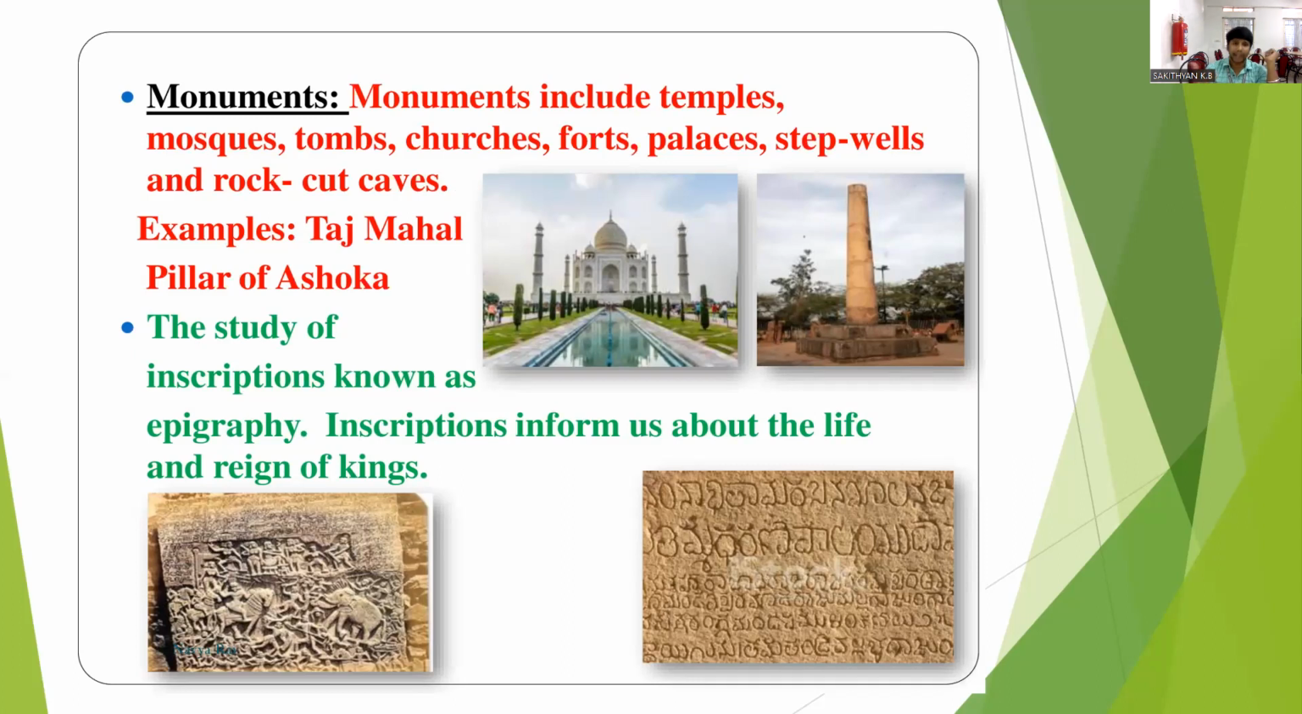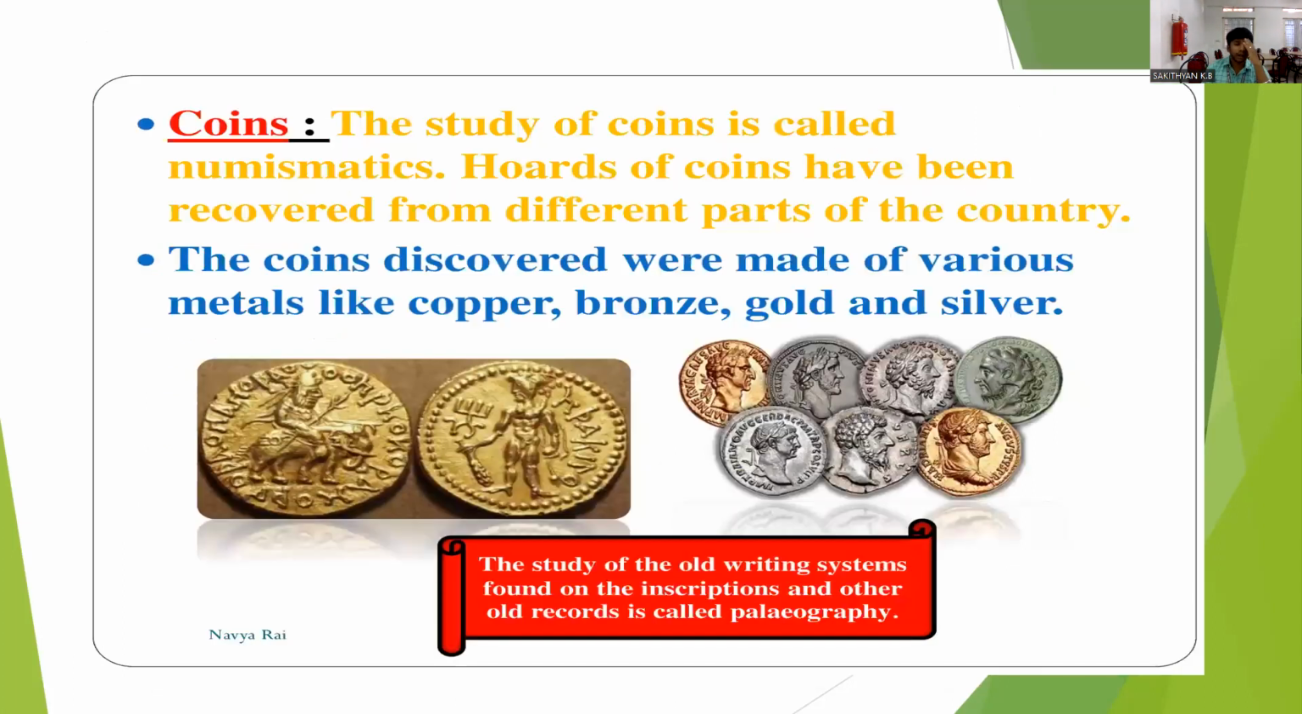Inscriptions inform us about the life and religion of the kings, what they have done for society, how many wars they faced, how many successes, how many failures. Everything we can learn through these inscriptions. And coins: the study of coins is called numismatics. Hoards of coins have been recovered from different parts of the country. The coins discovered were made of various metals like copper, bronze, gold, and silver. The study of the old writing systems found in inscriptions and other old records is called paleography.